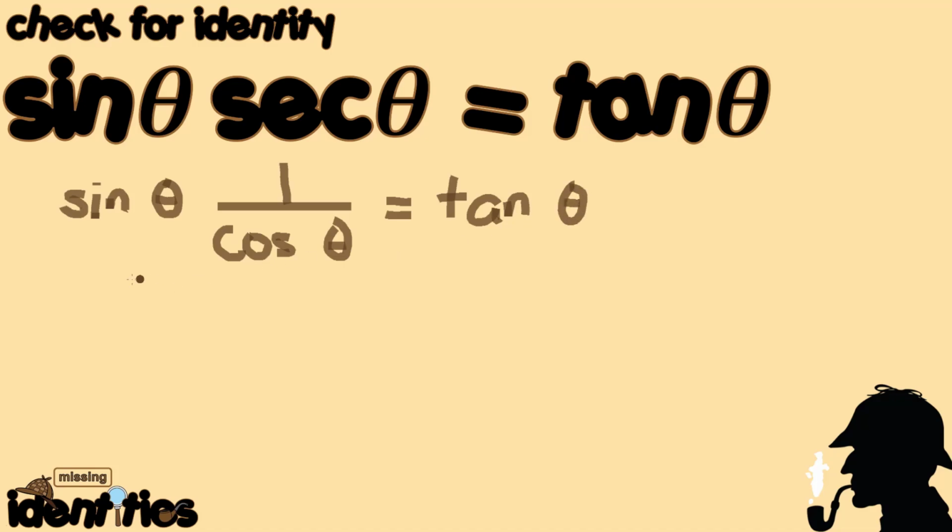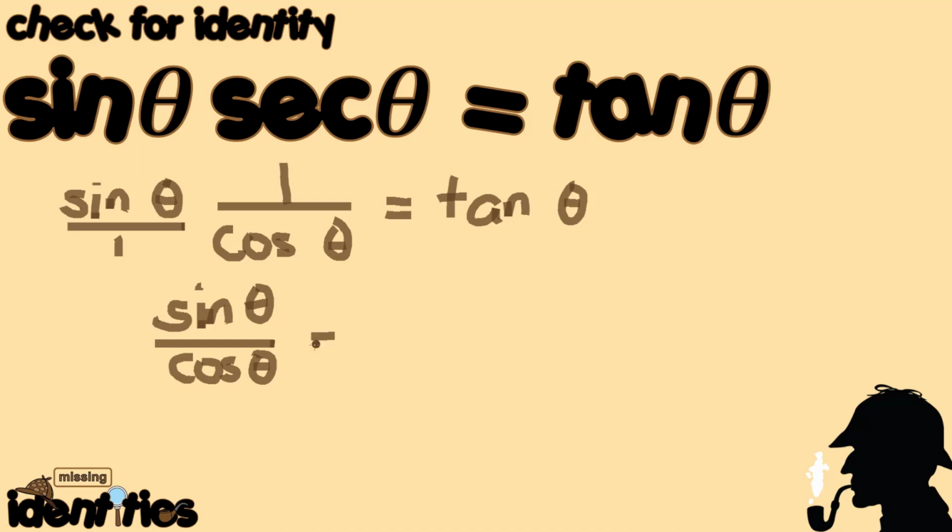Now, we're going to make sure that this side here will be equivalent to tangent theta by multiplying them, and take note that sine theta can be written as sine theta over 1, and now we are multiplying two rational expressions or fractions, so simply multiply the numerators and the denominators. Sine theta times 1, you will have here sine theta. For your denominator, 1 times cosine theta, you will have here cosine theta.